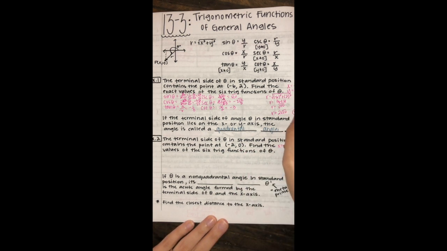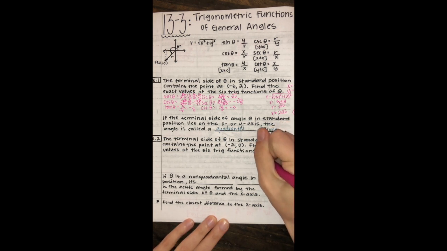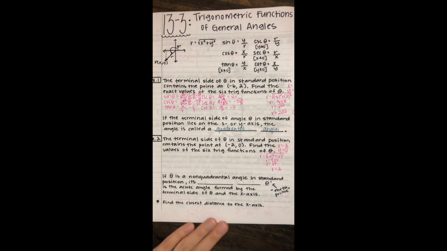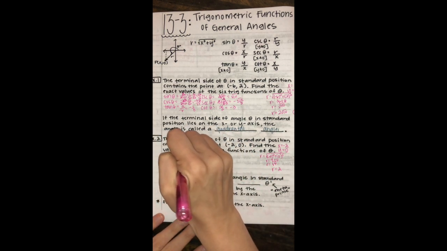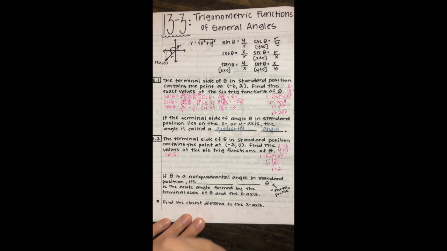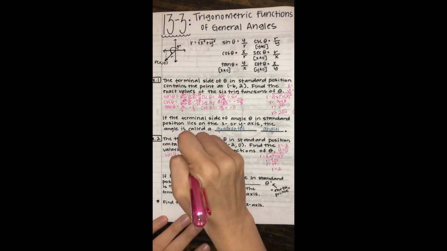So again, x is -2, y is 0. We're going to find r. R equals the square root of -2 squared plus 0 squared. Well, -2 squared is 4. 0 squared is 0. So that's the square root of 4. So r equals 2. So then we just plug it in. So sine theta is y over r, 0 over 2. 0's on top, so it's just 0.